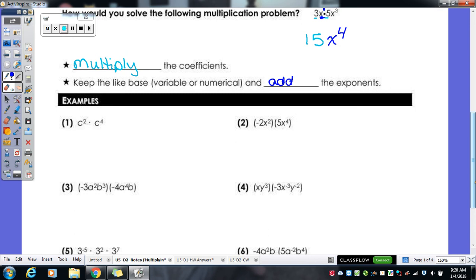So let's do some examples down here. So number 1, we've got a base of c, so we do what with our exponents? Add them, so we get c to the 6th. Number 2, we've got some coefficients in there, so we have to multiply our coefficients first. So negative 2 times 5 would give us negative 10. And then we would get x to the what? 6.